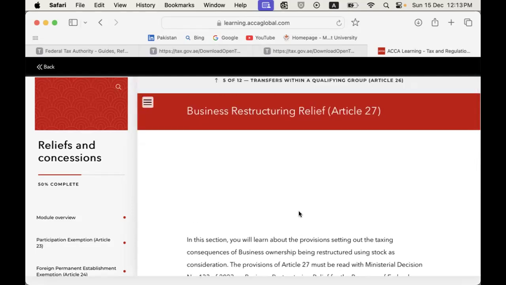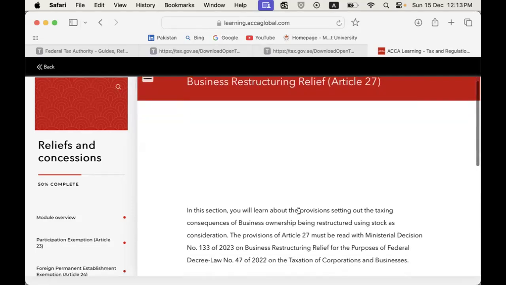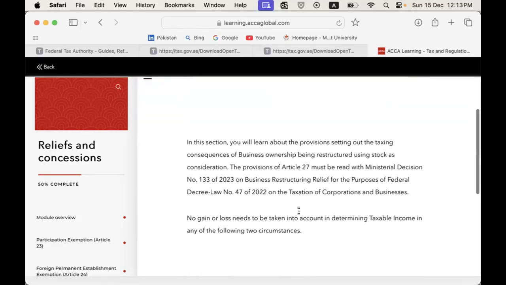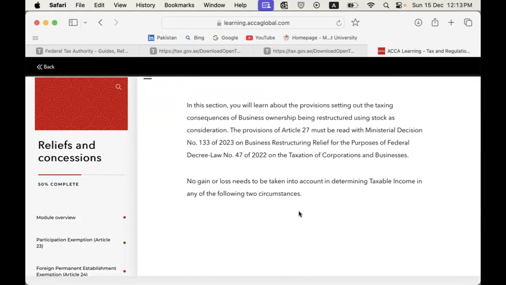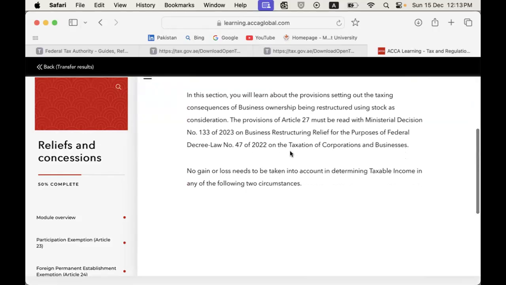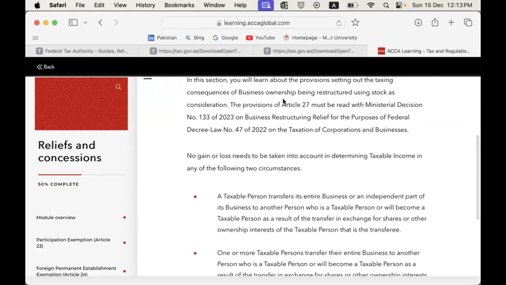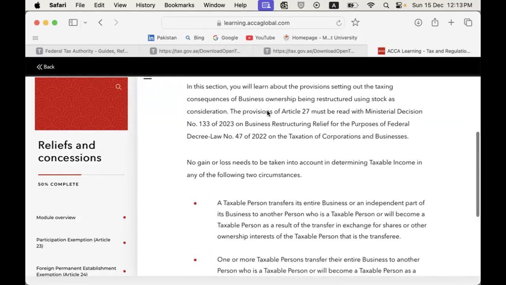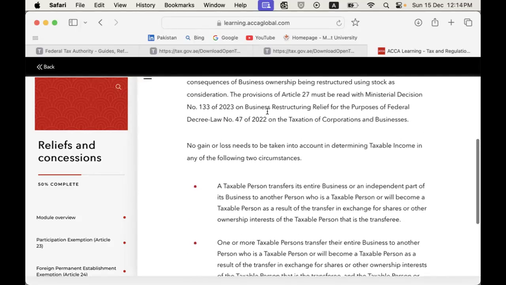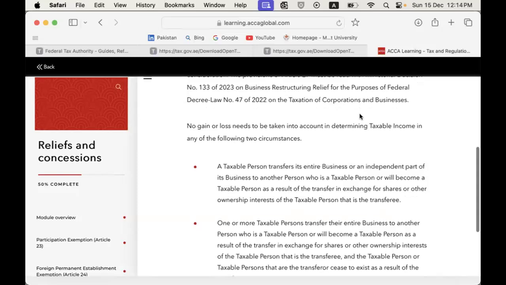Now we are coming to the next article, which is business restructuring relief, which is Article 27. Let us have a look at it. In this section, you will learn about the provisions setting out the taxing sequences of a business ownership being restructured using stock as consideration. The provisions of Article 27 must be read with Ministerial Decision number 133 of 2023 on business restructuring relief for the purpose of federal decree.